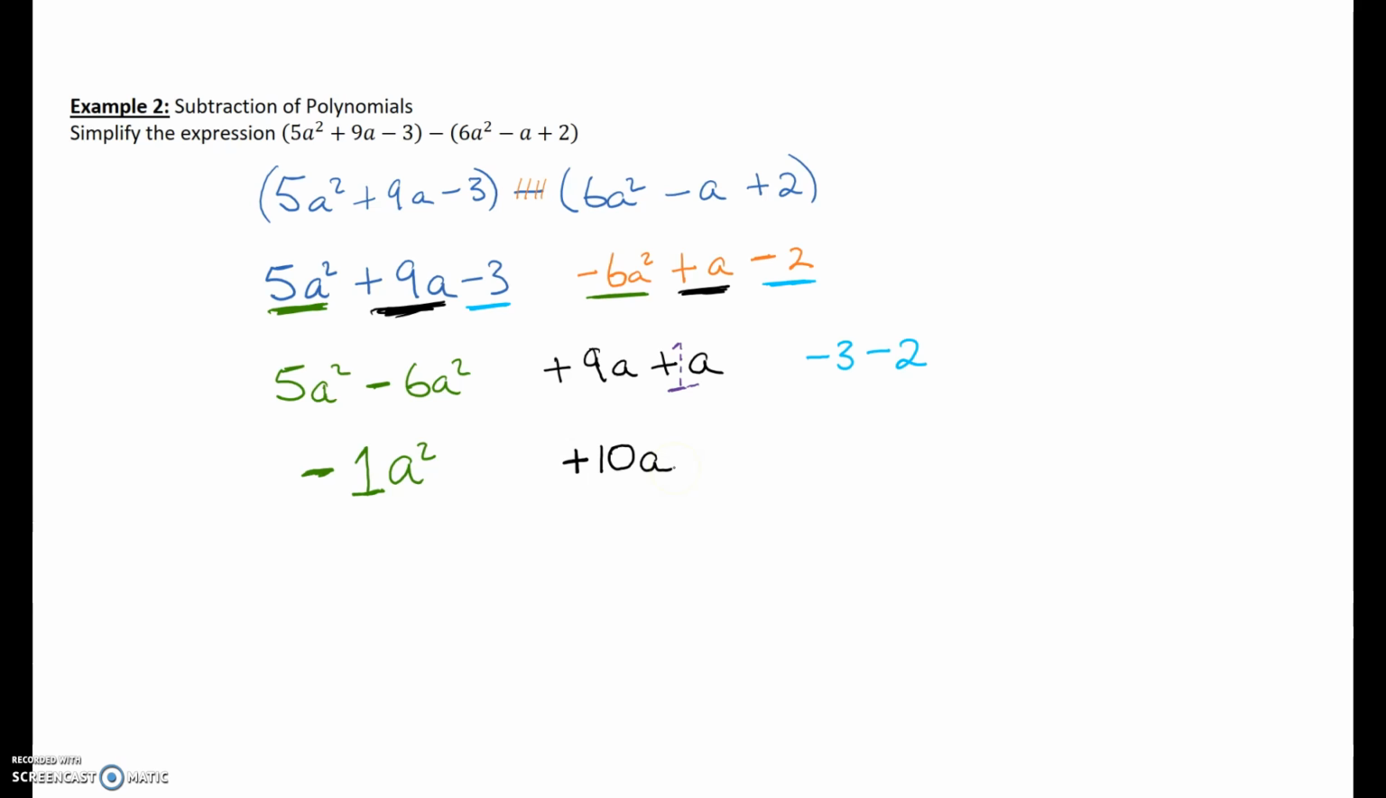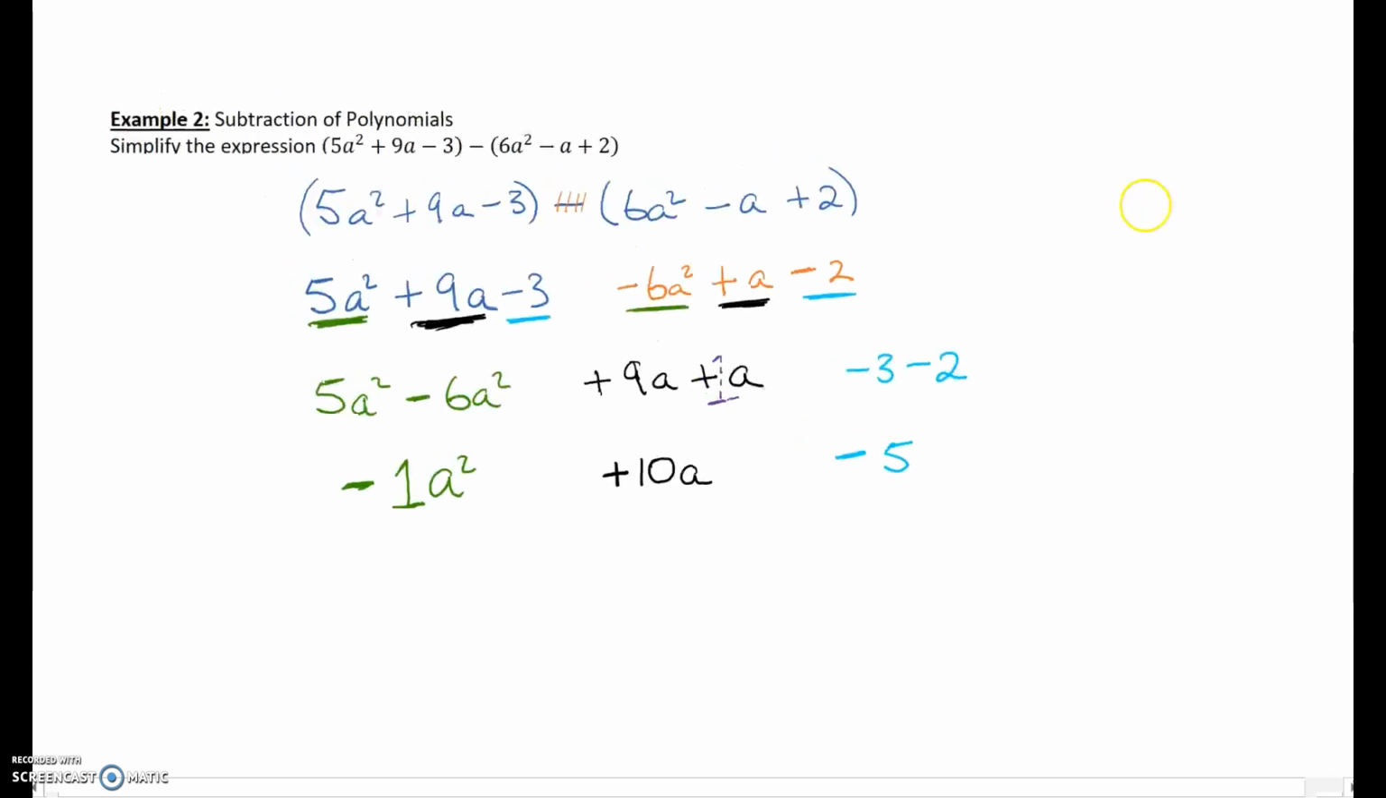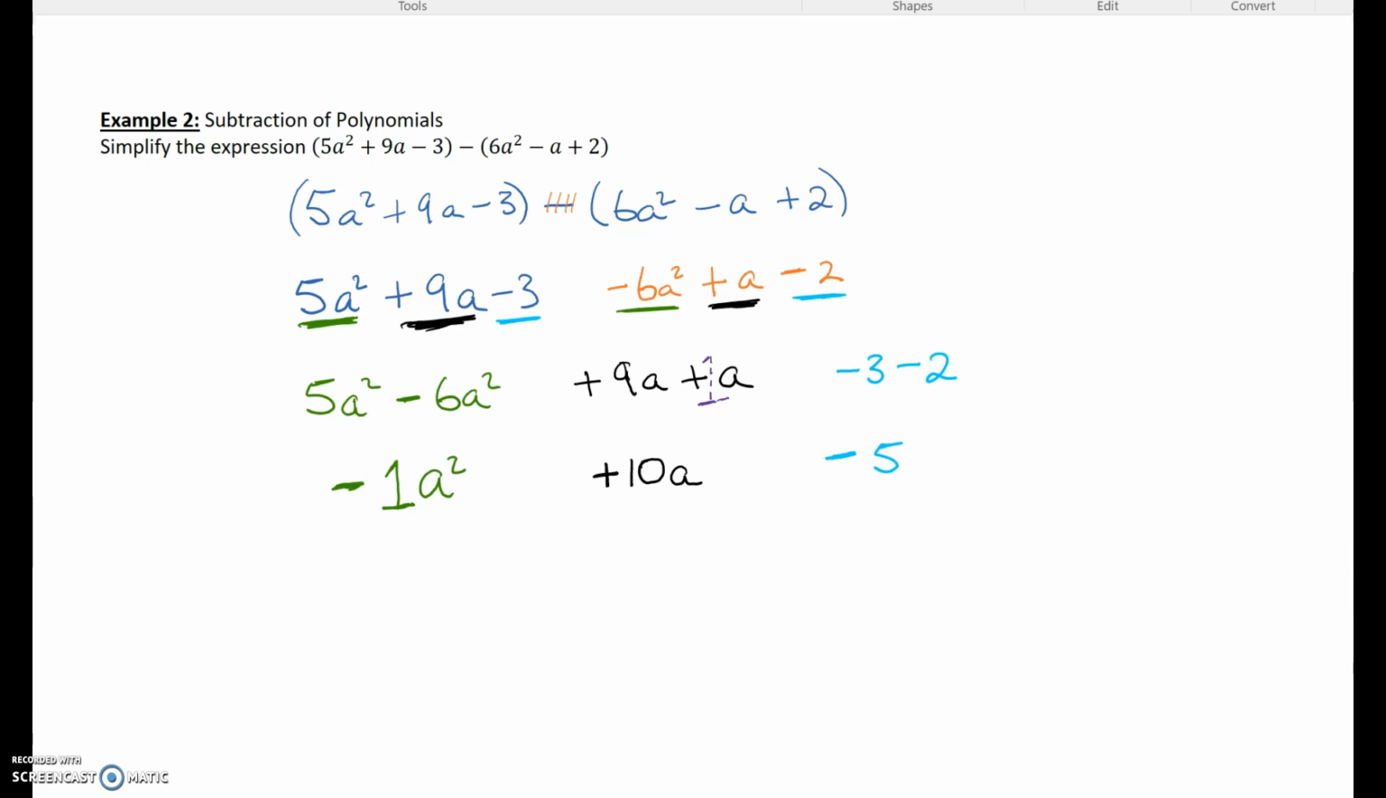Plus 10a. And then the regular numbers, negative 3 minus 2. Well, those are the same signs, minus and minus. The same signs means add the numbers, so it's going to be 5, and we keep the sign, so it's going to be minus 5. Now, let's put everything together.